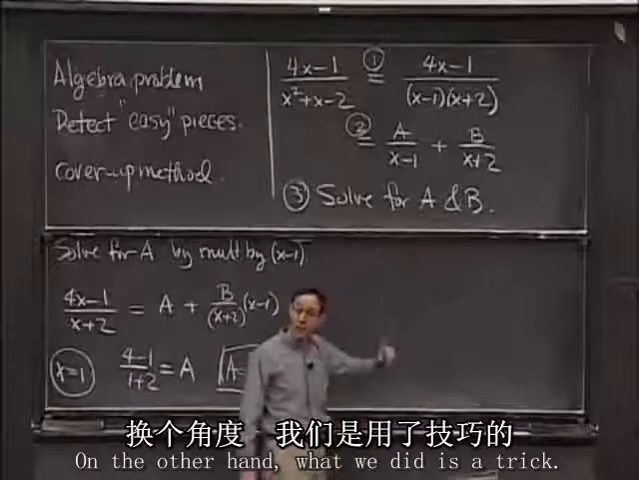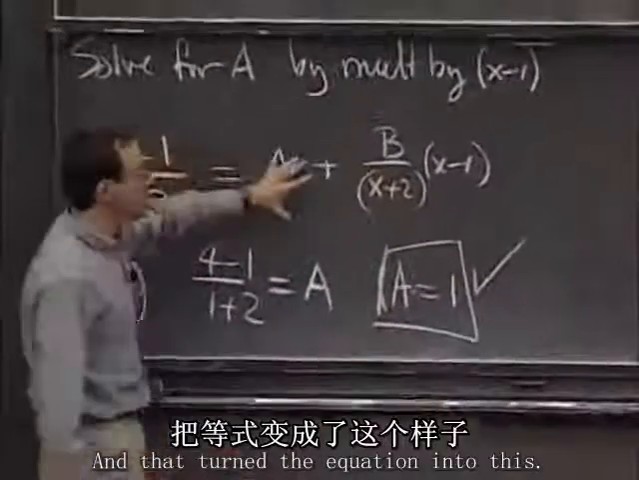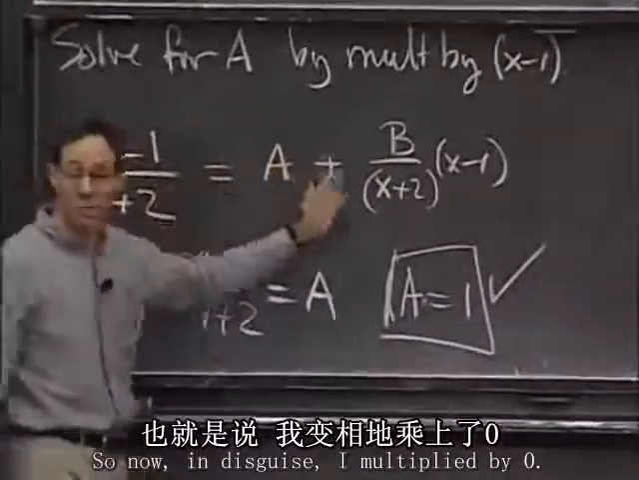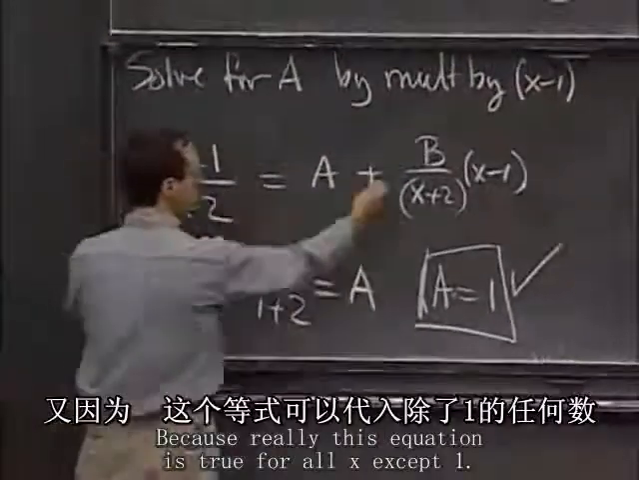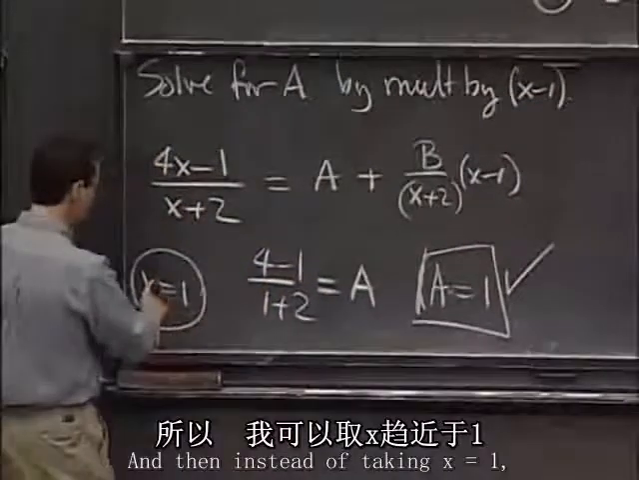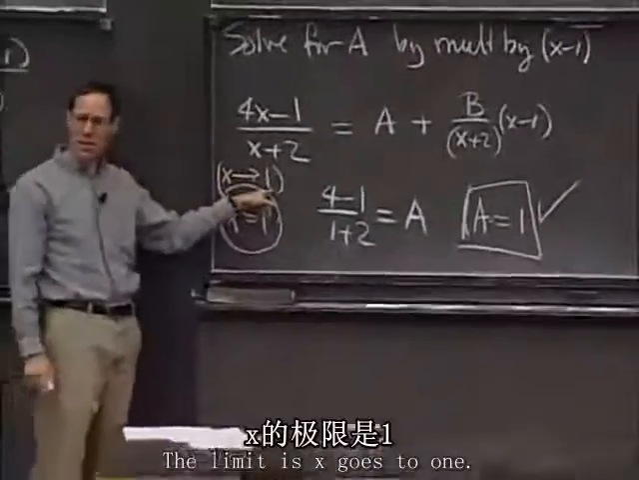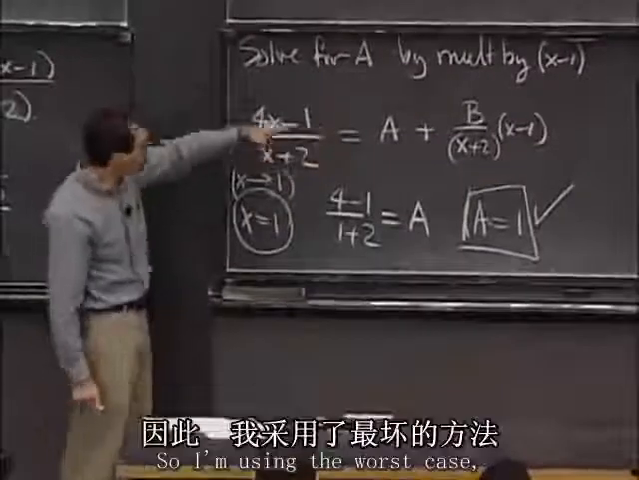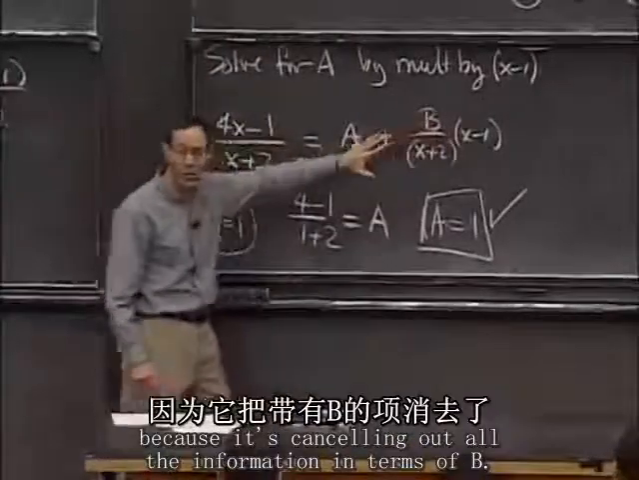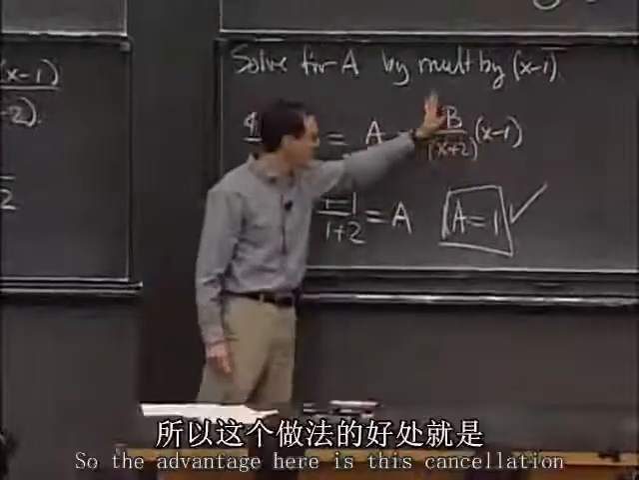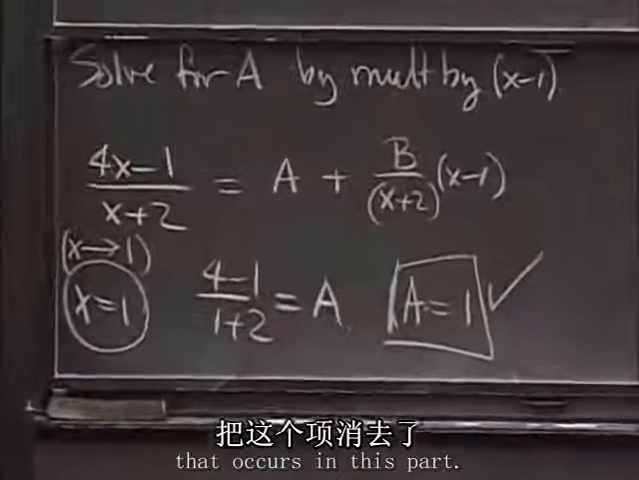On the other hand, what we did is a trick. We multiplied by x minus 1, and that turned the equation into this. So now, in disguise, I multiplied by 0. But that turns out to be legitimate, because really this equation is true for all x except 1. And then instead of taking x equals 1, I can really take x tends to 1. That's really what I mean. The limit as x goes to 1. The equation is still valid then. So I'm using the worst case, the case that looks like it's dividing by 0, and it's helping me because it's canceling out all the information in terms of B. So the advantage here is this cancellation that occurs in this part. All right? So that's the method.